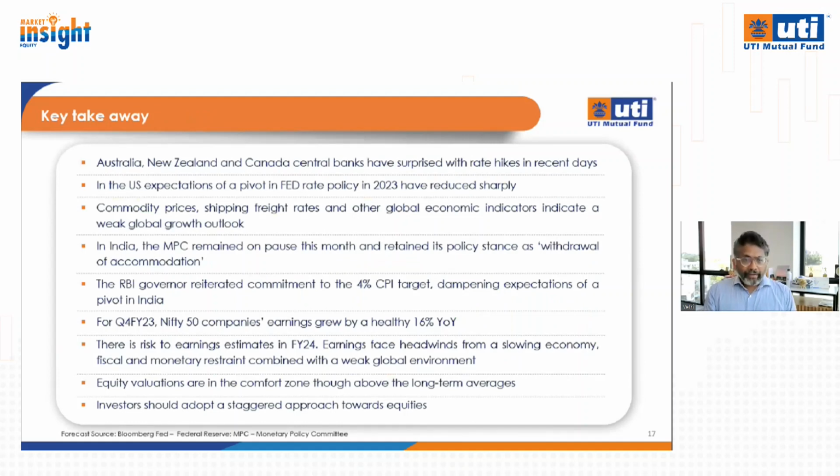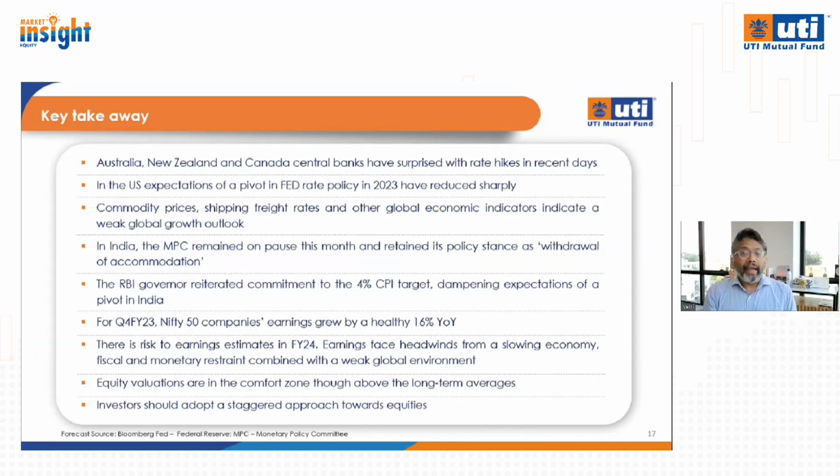I think one of the surprises in the last 10 days has been that Australia, New Zealand, and Canada, the central banks have surprised the markets with rate hikes, because this was not the expectation that these central banks would be hiking, but they did. In the US as well, actually now the market is giving a decent probability to the potential of one more rate hike happening in the July meeting, not the June meeting, which will happen next week, but the July meeting.